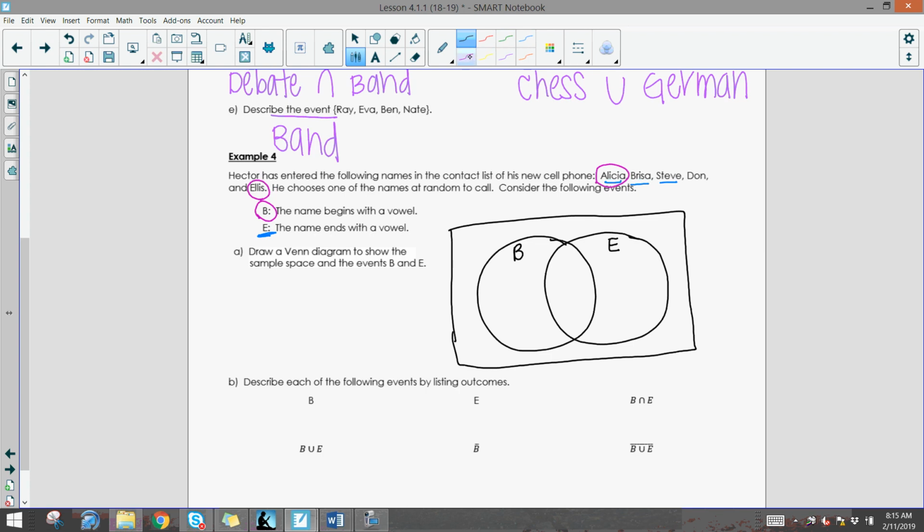All right, that means we need to put everything into a category. So I'm just going to go through. Alicia is both, so she's going to go in the middle. Okay. Brisa is just E, so she goes here, as is Steve. Don does not fit in either category, so he needs to go outside the circles in the rectangle. And Ellis is just B, so he goes over here.